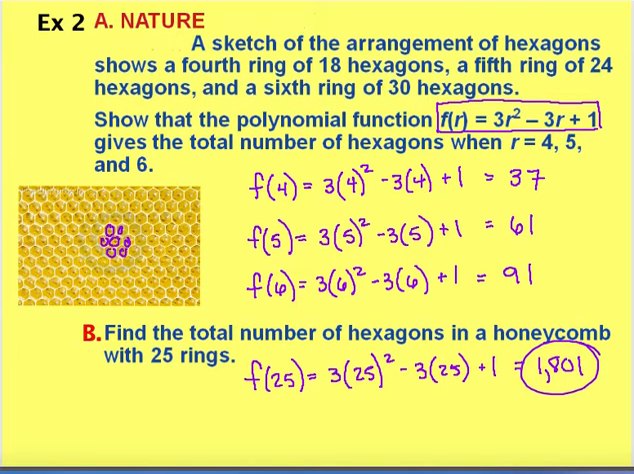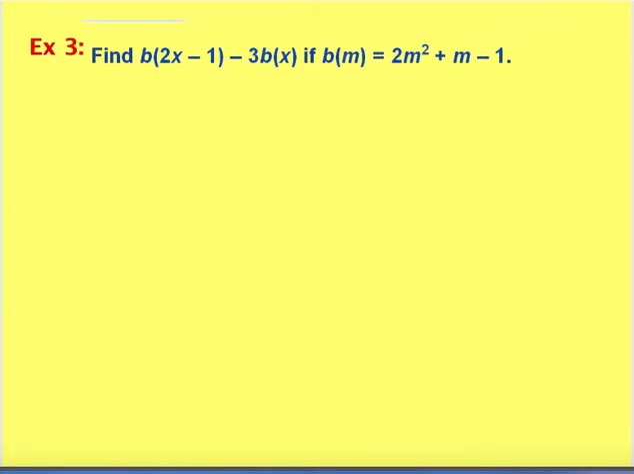So you can see how that works with inputting numbers. Let's look at our last example for today. So our last example is using several polynomials here. I'm using the polynomial b of 2x minus 1 minus 3 times b of x when this is our function. Our function is b of m is equal to 2m squared plus m minus 1. So we're going to refer back to this every time.